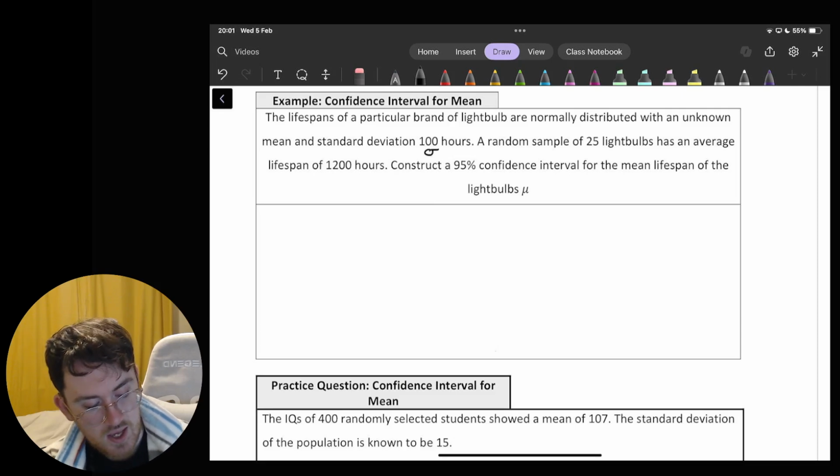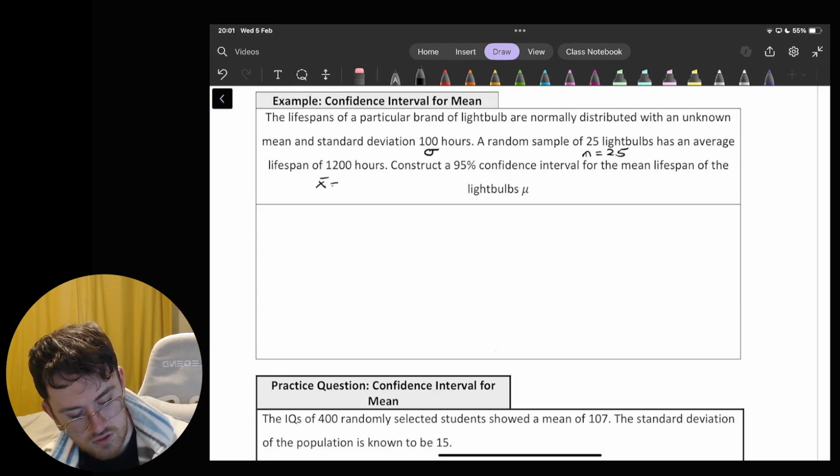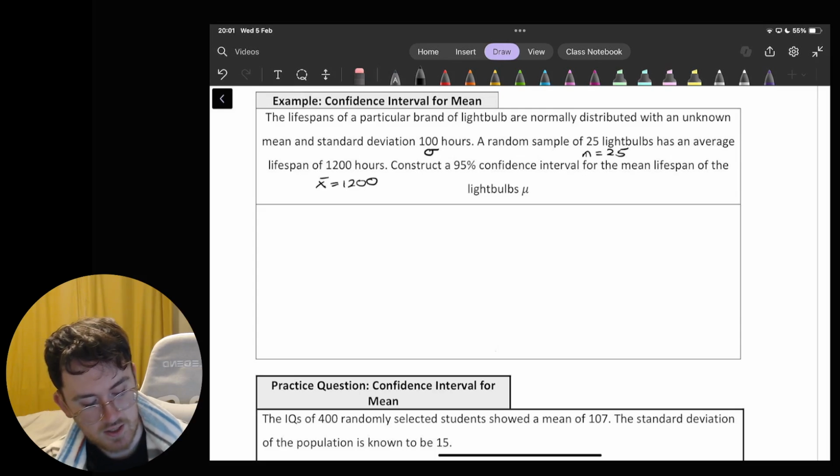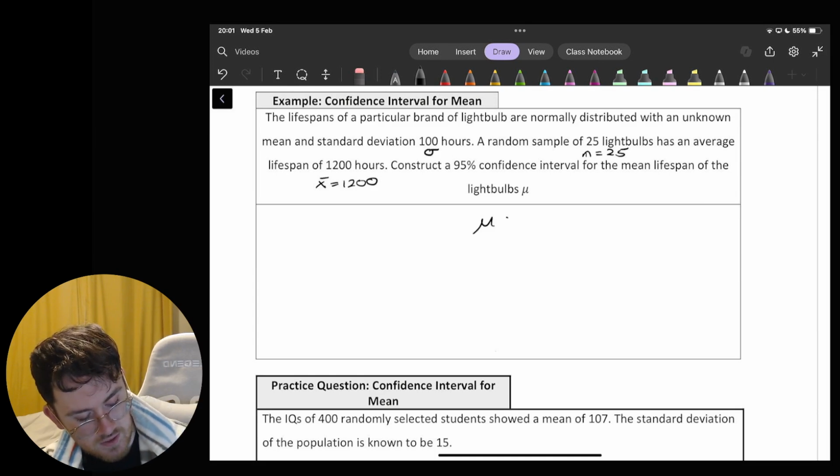So that's sigma. A random sample of 25, that's n, has an average lifespan of 1,200. That's X bar, the sample mean. Construct a 95% confidence interval. So let's look at that. My 95% confidence interval is X bar plus the error and X bar minus the error.